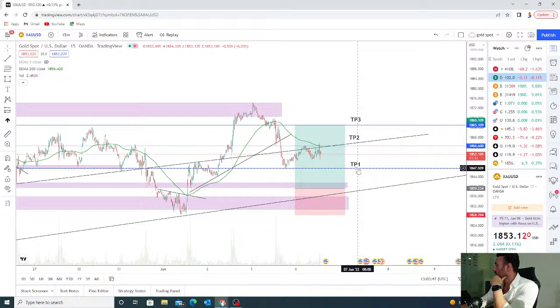Why not short at 1847? Short or long, you mean? Buy at 1847, because the previous low, but holding previous support was 1847.